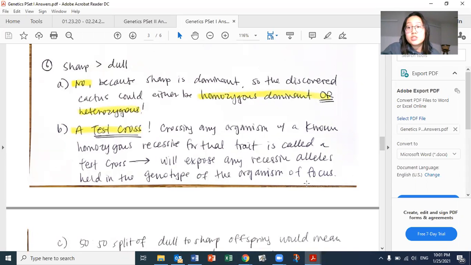So for this botanist, when she discovered this cactus, she goes, oh, it has a dominant phenotype, but I don't know if it's homozygous dominant or if it's heterozygous. If she test crosses with a cactus that is dull spined, or homozygous recessive, then she'll be able to see, are there any babies that are homozygous recessive? And if there are, you know that that parent that she didn't originally know is heterozygous.